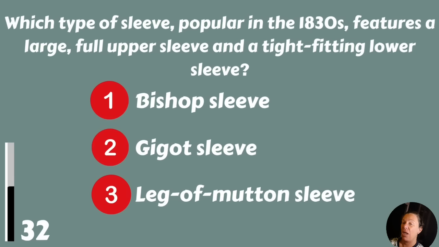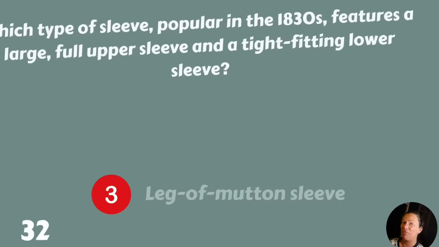Which type of sleeve, popular in the 1830s, featured a large full upper sleeve and a tight-fitting lower sleeve? Bishop sleeve, gigot sleeve, or leg of mutton sleeve? Leg of mutton sleeve.